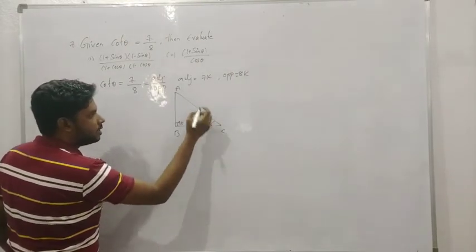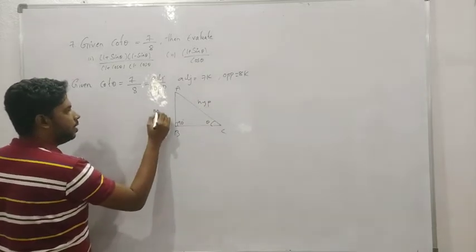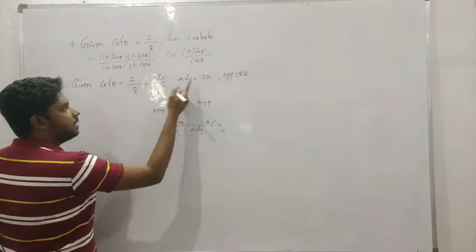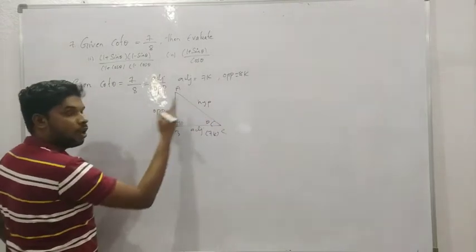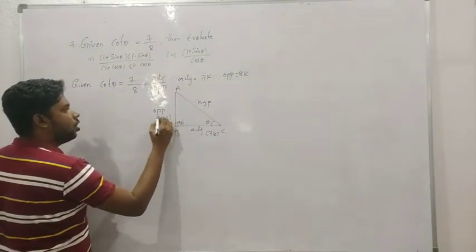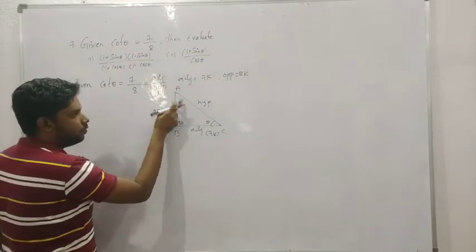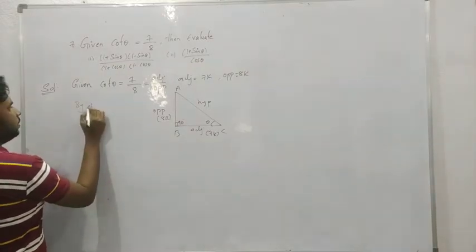So this is my longest side, known as hypotenuse, and the side opposite to the angle is the opposite side, and this is my adjacent side. So adjacent side is 7k, and opposite side is 8k. Now we have to find the hypotenuse. Two sides of the triangle we know, and we have to find the third side. How? By Pythagoras theorem.